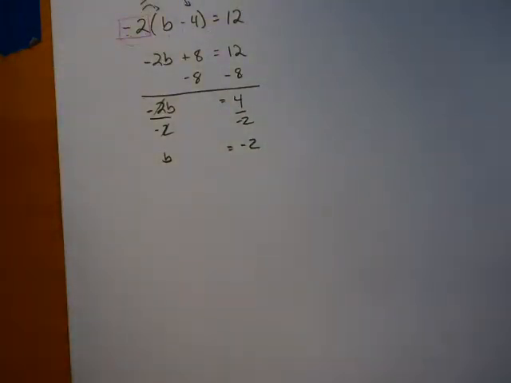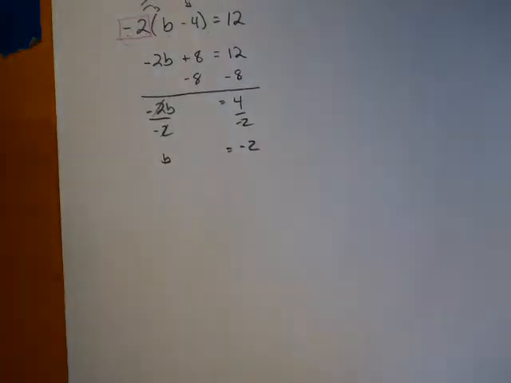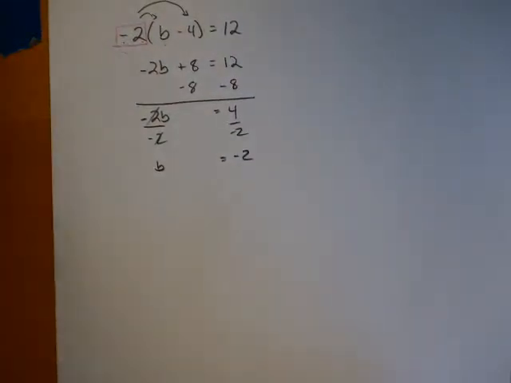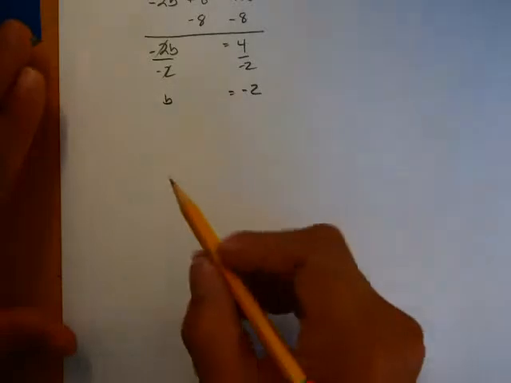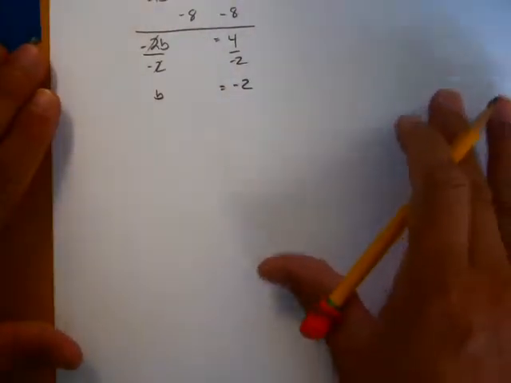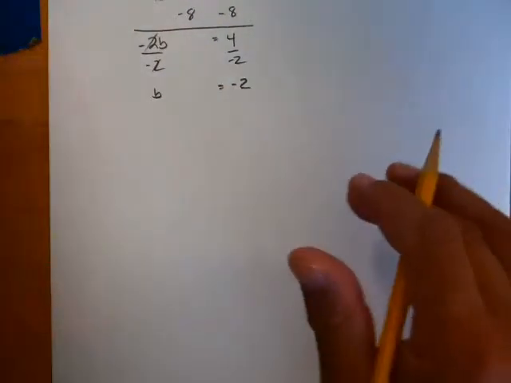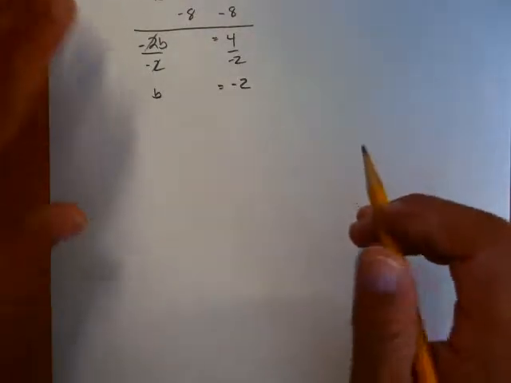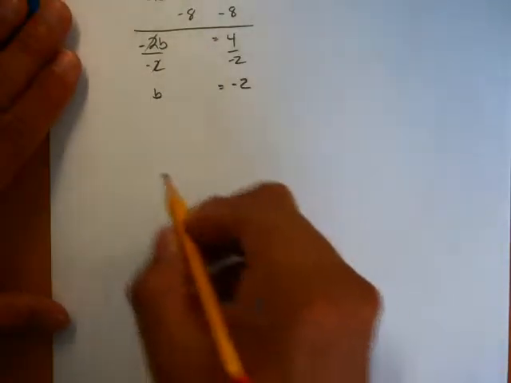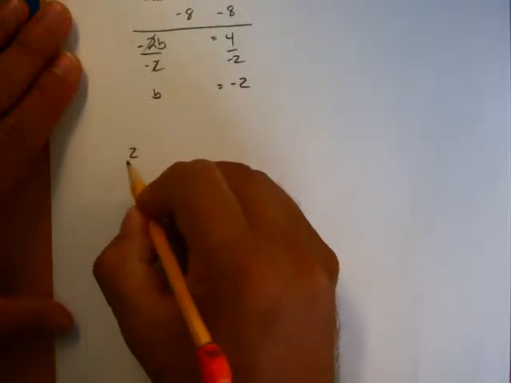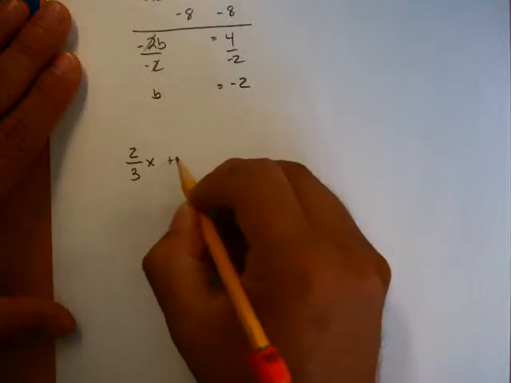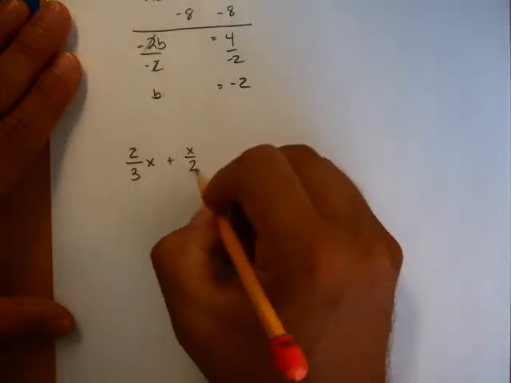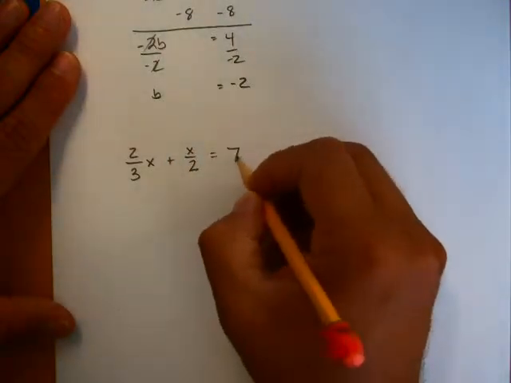Nice. Now, the last thing that we need to worry about is fractions, because you know no math section would be complete without our friends the fractions. And as we move through this year, we're going to end up more and more in fraction world, and we're going to be leaving the realm of decimals behind for a while, sadly for us. So here we go. We've got this guy right here: 2/3 x plus x over 2 equals 7.